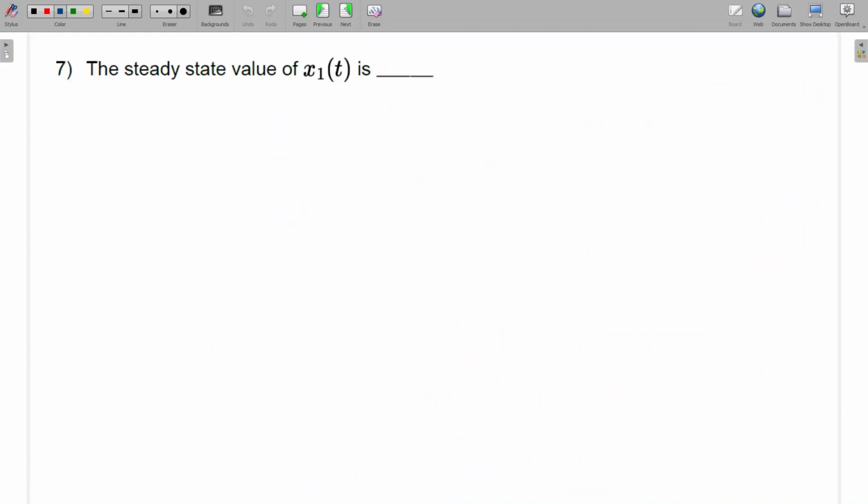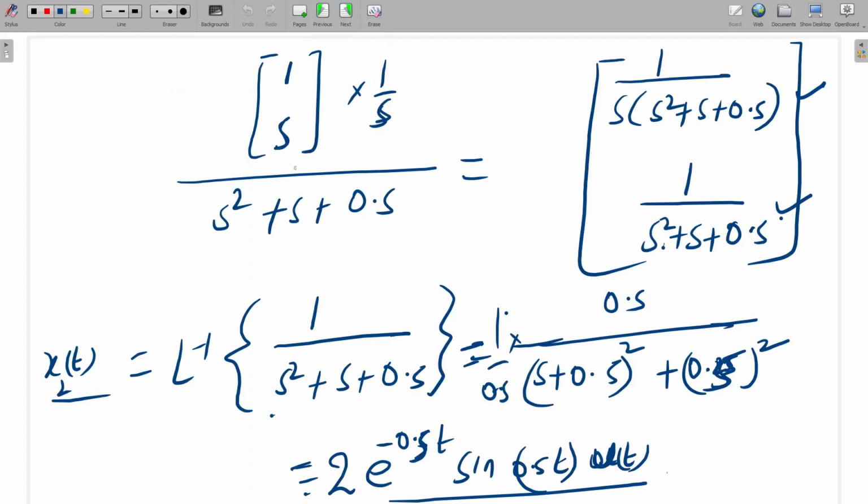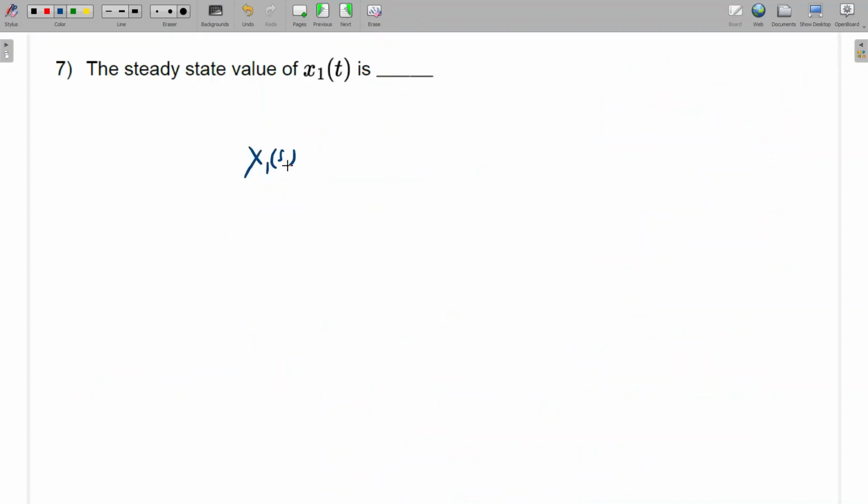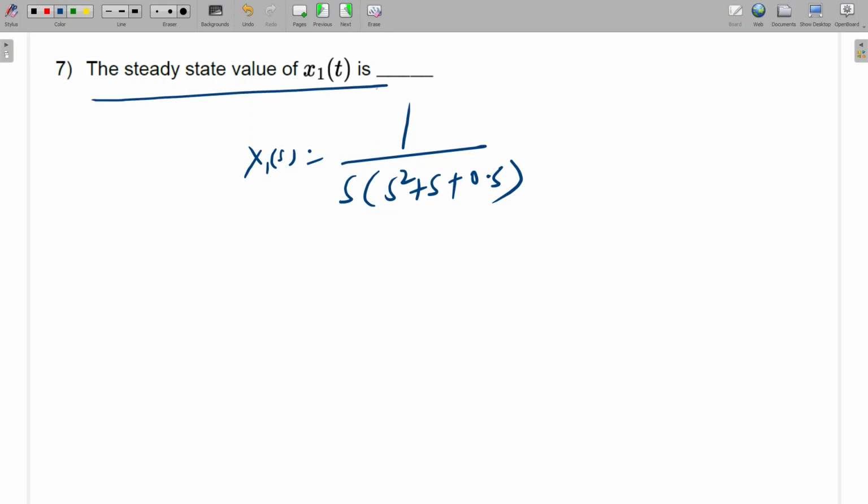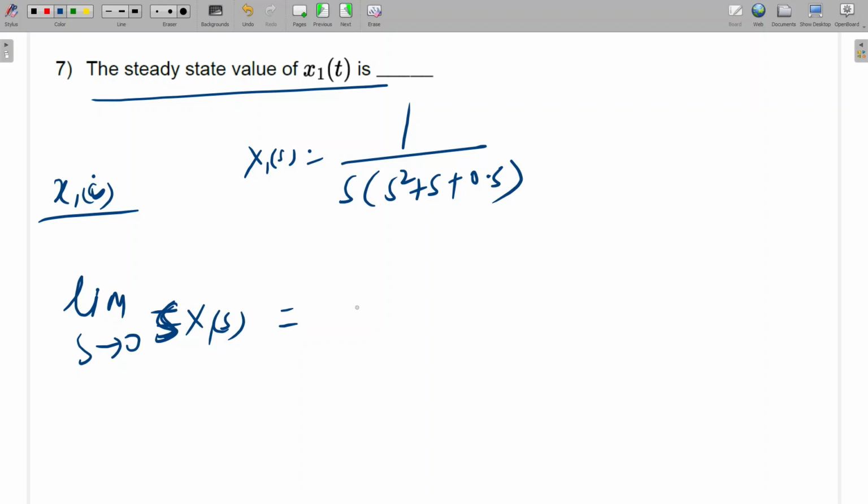So x1 of t steady state value we have to calculate. X1 already we have calculated. X1 of s is equal to 1 by s square plus s plus 0.5, correct? So steady state value will be limit s tends to 0. If x1 infinity we have to calculate, we can apply the final value theorem. So limit s tends to 0, s into x1 of s, correct? So the s will be cancelled. So that will be 1 by 0.5, that will be equal to 2. Okay, it's easy only.